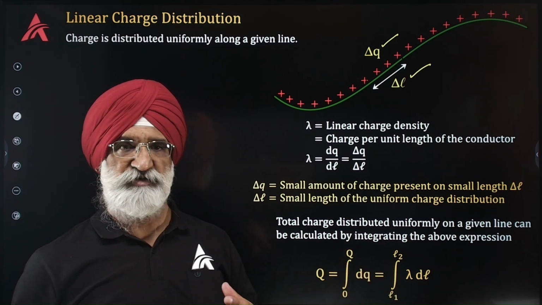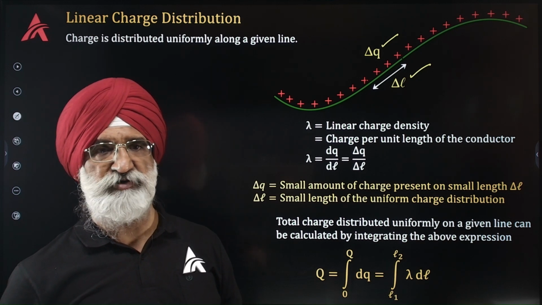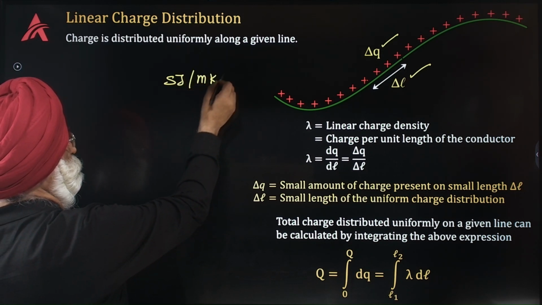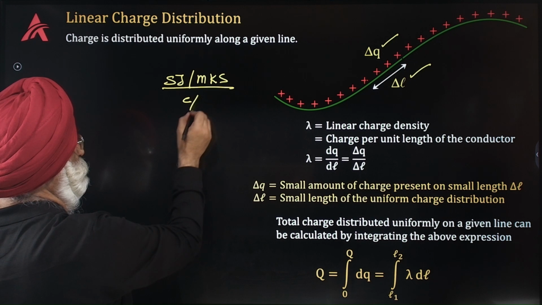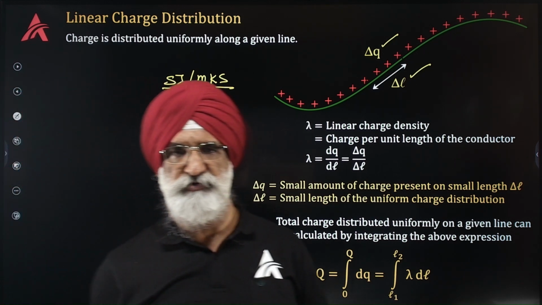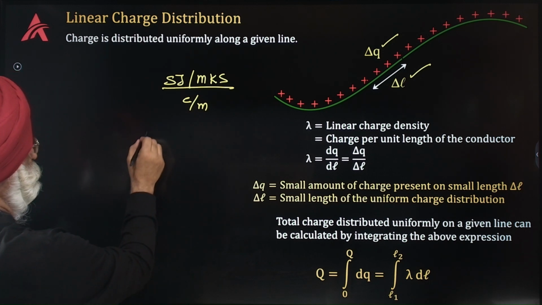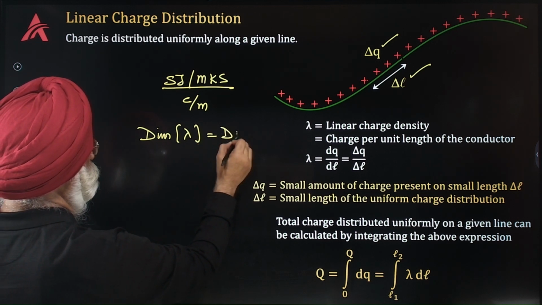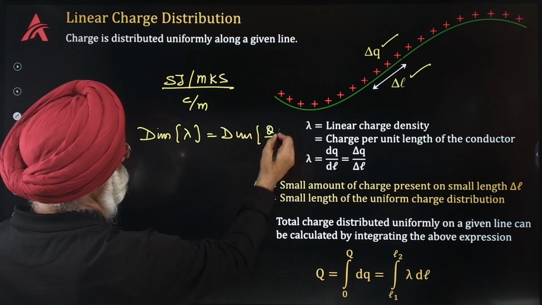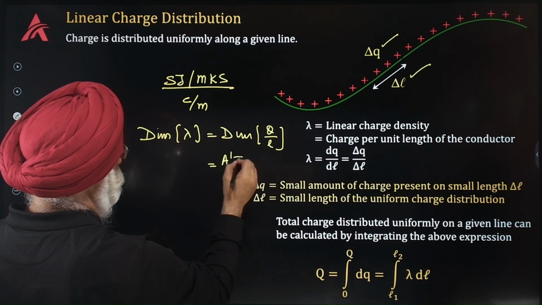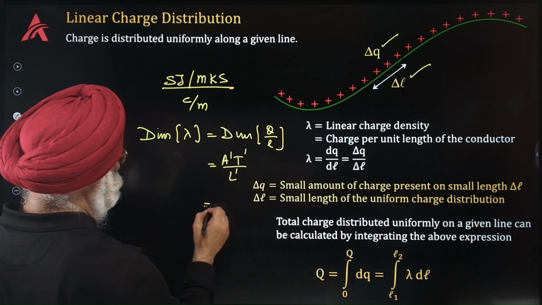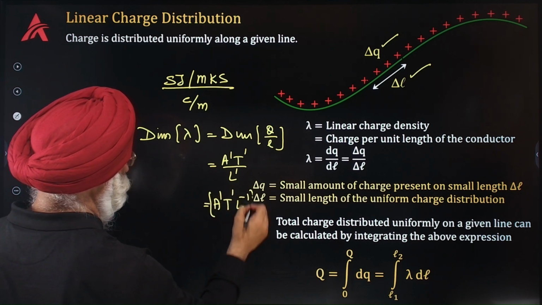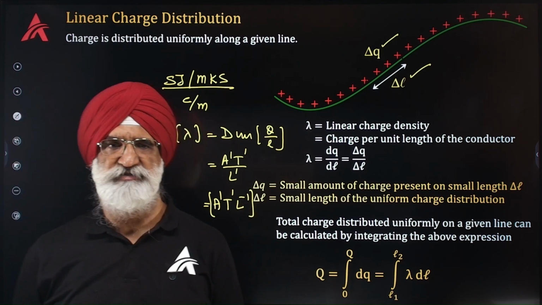Since lambda is a physical quantity, what will be the units of lambda? SI or MKS units. It's coulomb per meter. It is charge per unit length. And what will be the dimensions of lambda? Again, it is dimensions of charge per unit length. Charge has dimensions A1, T1, and length is L1. It will be A1, T1, L minus 1. This will be the dimensional formula for lambda, that is linear charge density.